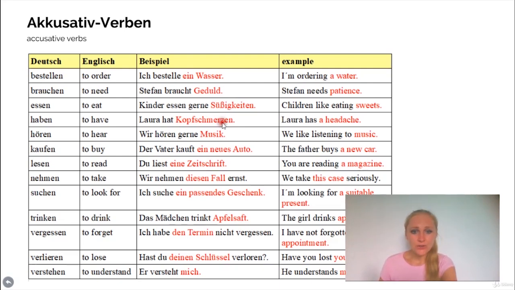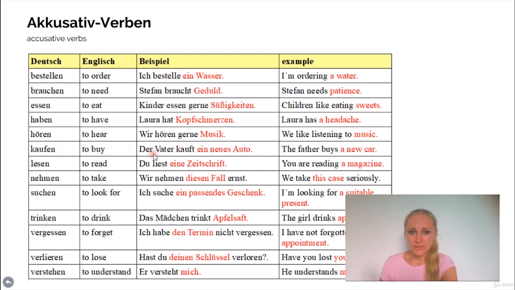Okay, Rückenschmerzen, back pain, and whatever it may be. Most of the time we put it in the plural form. Schmerzen, that means pains or aches. Der Schmerz is the pain in the singular form. Here it's in the plural form. Hören, to hear. Whatever you hear is an accusative object. Wir hören gerne Musik. We like listening to music.